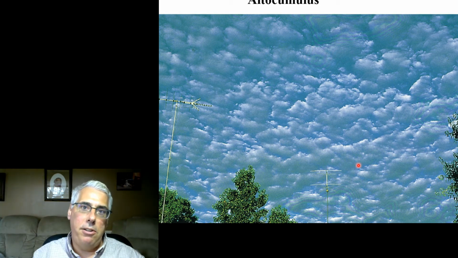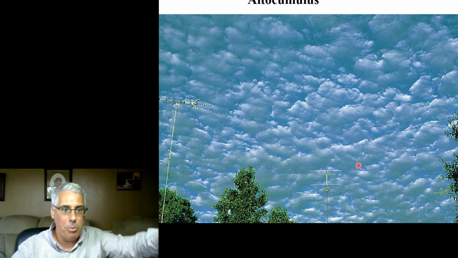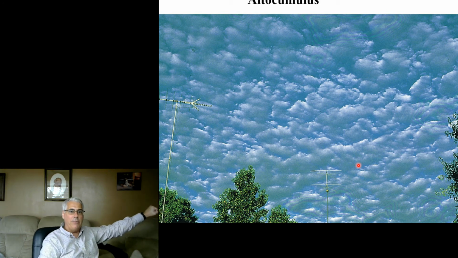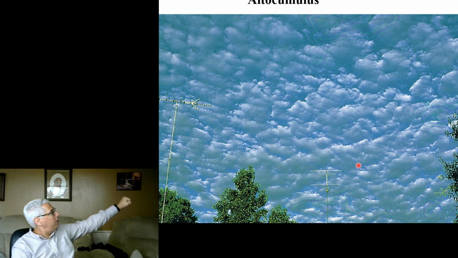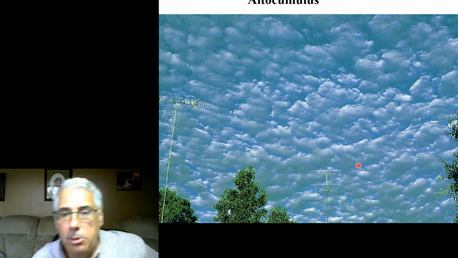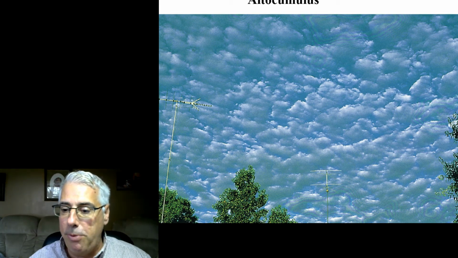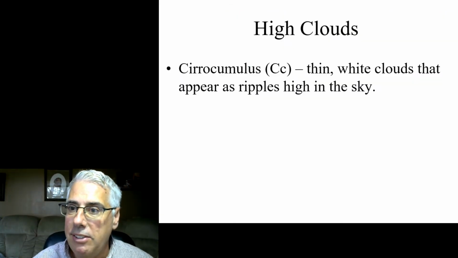So how can you tell the difference between a cumulus cloud and an alto cumulus cloud? Well, hold your hand all the way out. If you look at the clouds and the cloud is bigger than your fist, that is a cumulus cloud. If it's smaller than your fist, put your fist in front of the cloud, but bigger than your thumb, then that's an alto cumulus cloud. It's a little bit farther away, so they're smaller in size.